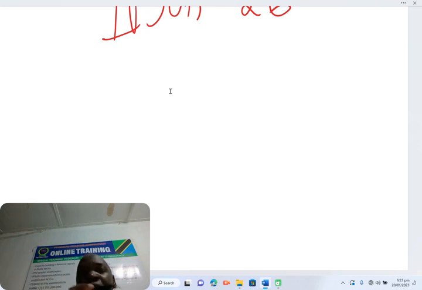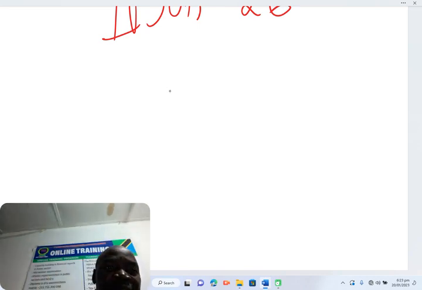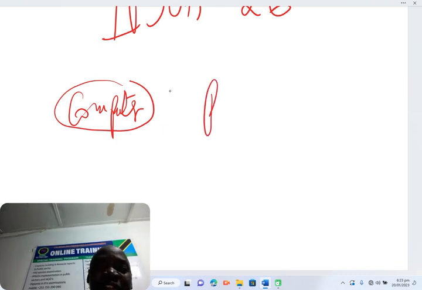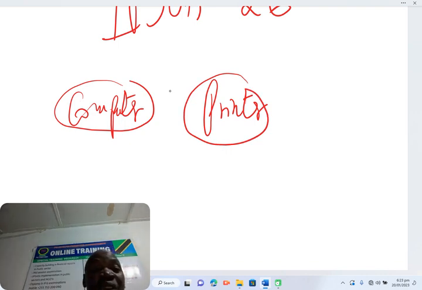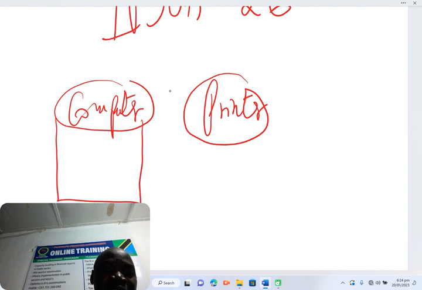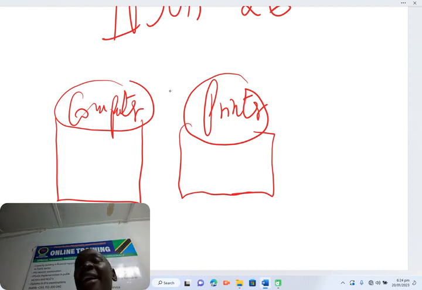You have a photocopy, a printer. You have a computer. This is a computer. Again, you have a printer. Do you get me? So, a computer is here. You type your Word document. After typing, you command a printer to print. Do you understand? Now, there must be a connection between a computer and a printer.